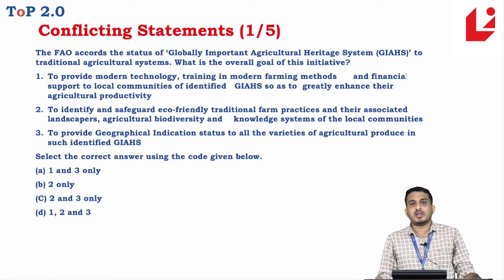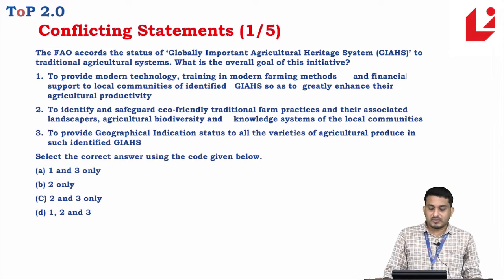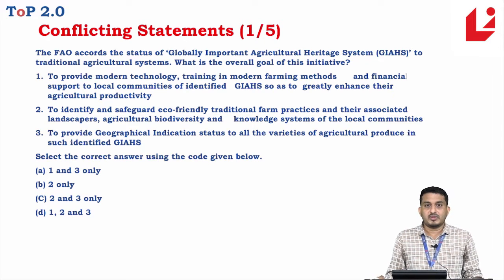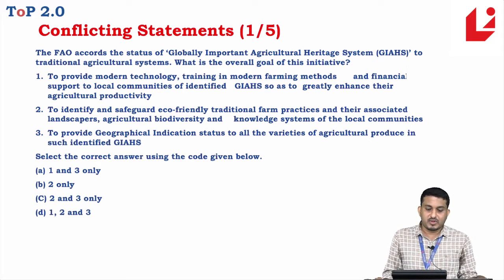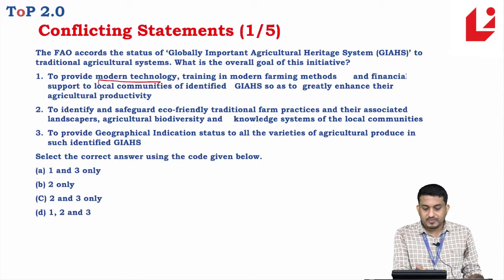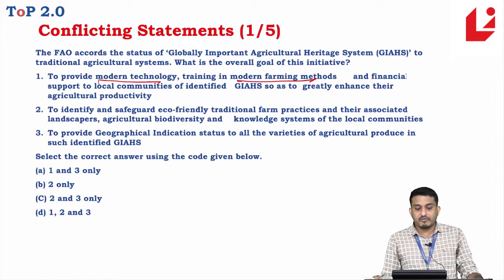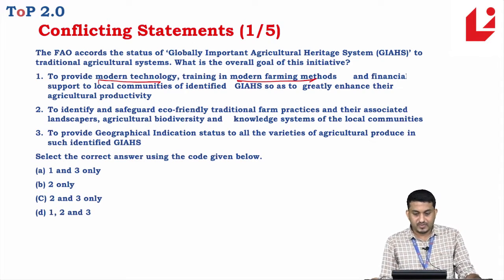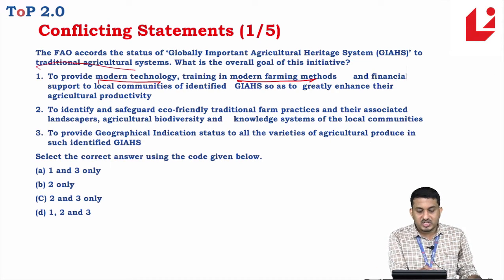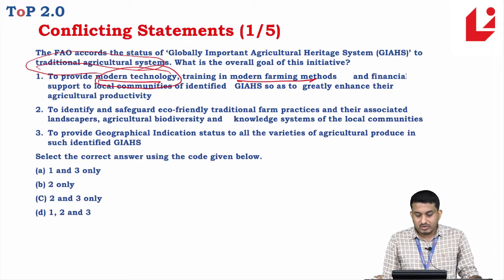Now here we are using the technique of conflicting statements. That means we are actually looking for contradiction between the statements. The logic is, if one statement is correct, the other statement should be wrong. Alright. Now read the first statement: to provide modern technology, training in modern farming methods and financial support to local communities of identified GIAHS so as to greatly enhance their agricultural productivity. Now the question is regarding traditional agricultural system. Statement 1 talks about modern technology. Both are conflicting.